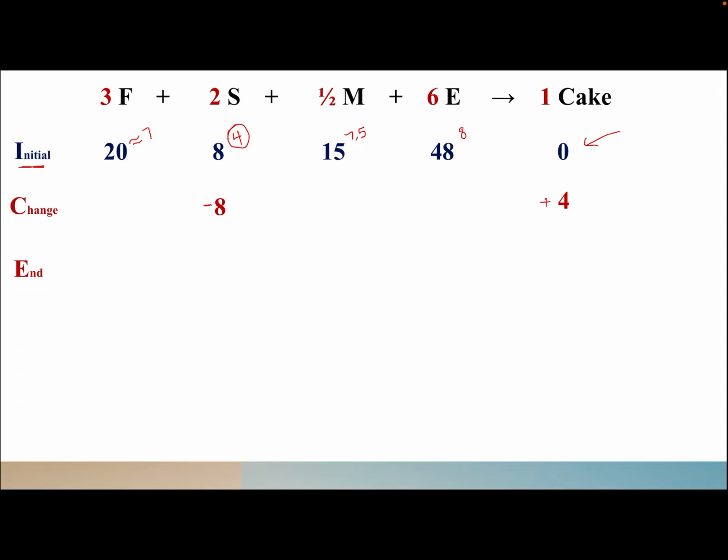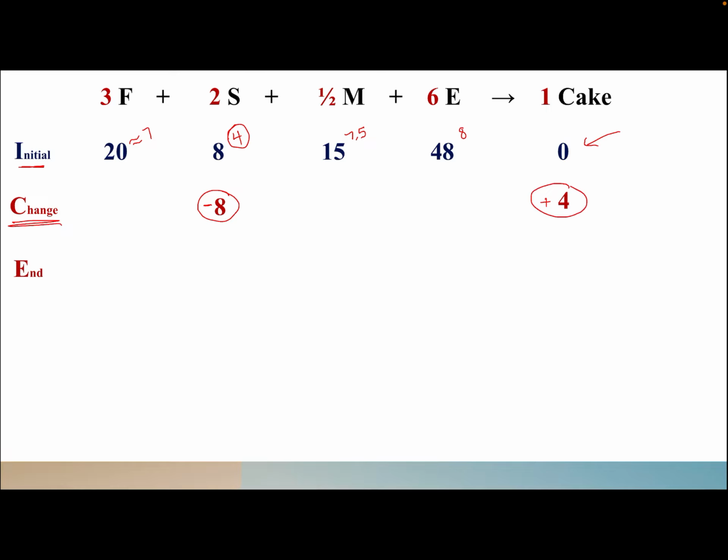Okay, so that will get a plus sign. All of our reactants will get minuses because we're going to use them up, and all of our products will get pluses because we're going to make them. This is our change row. Okay, so this is what's happening. We are using up 8 cups of sugar to make 4 cakes.